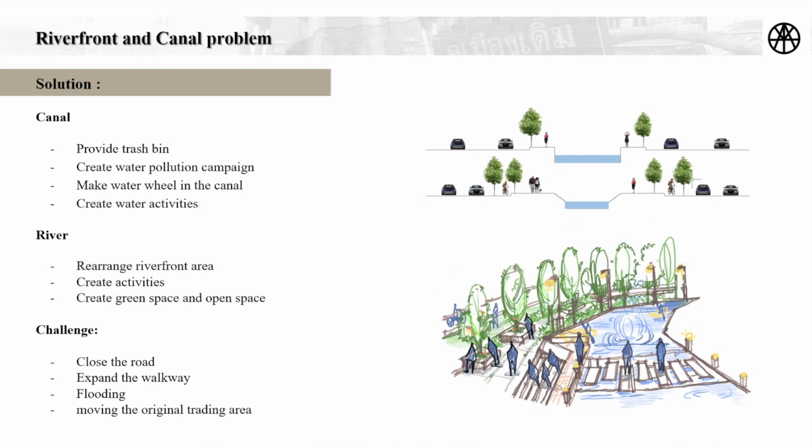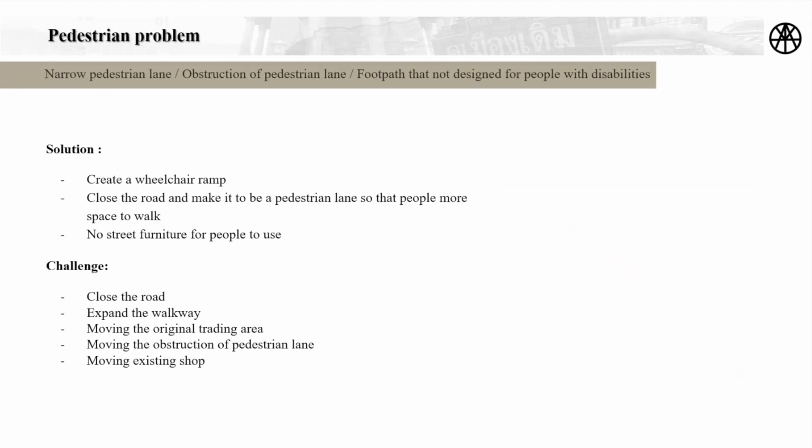And then we try to expand, like the diagram at the top, the narrow road, and then add the bike lane, and then make more pedestrian space for people to walk in those areas. Next. And then the pedestrian problem.